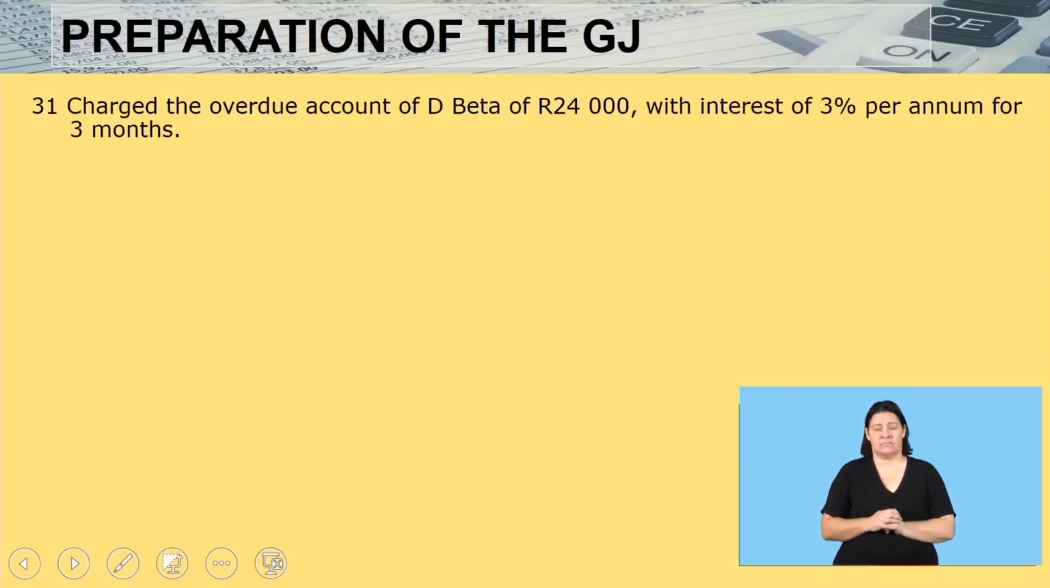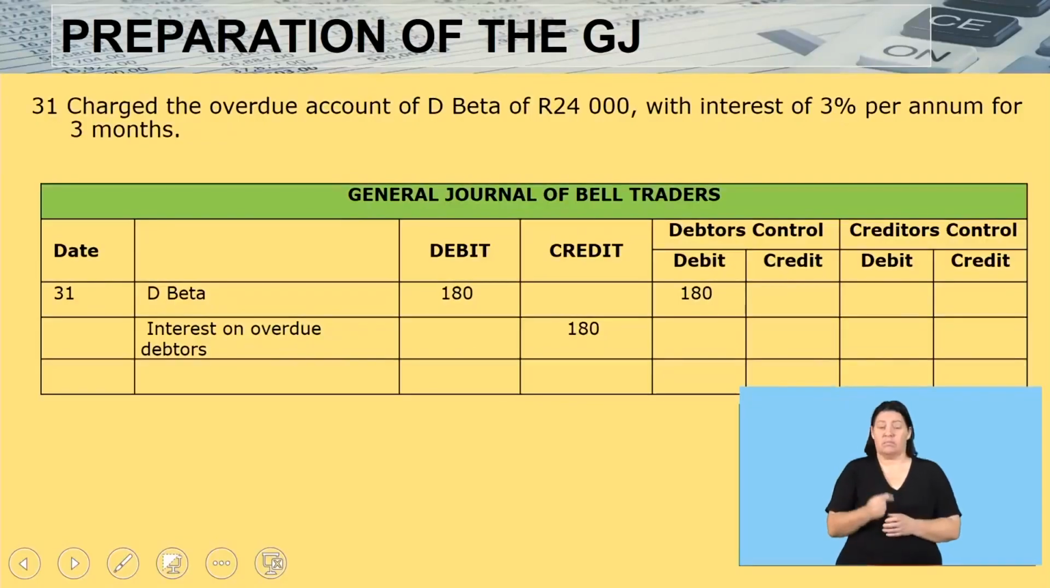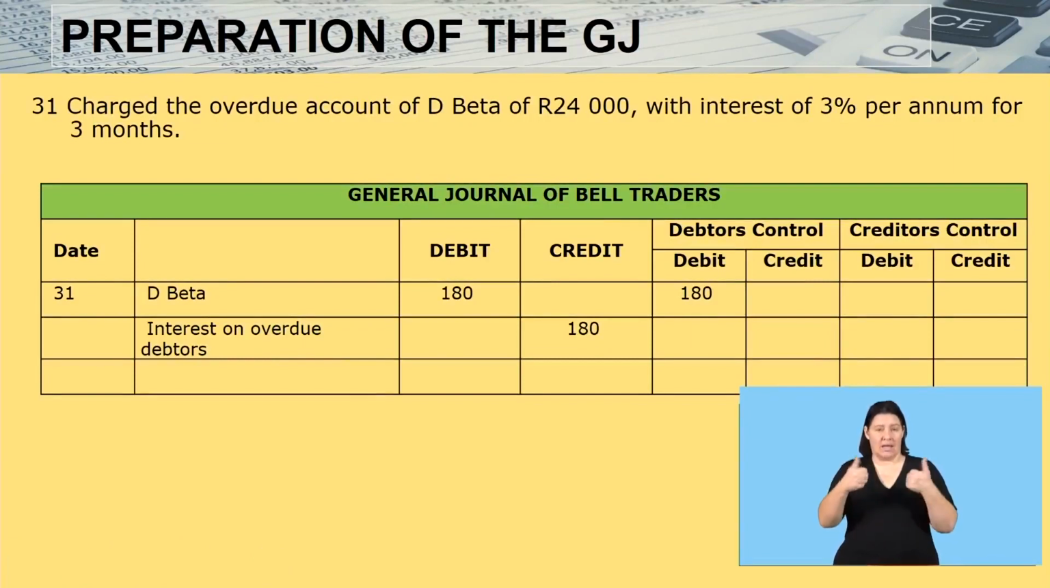It is very important that you get to understand how we prepare the general journal when we have interest that has been charged. Let us see how we can do it. It says, on the 31st, charged the overdue account of D Better of 24,000 with interest of 3% per annum for the 3 months. The first thing you need to do is to calculate the interest. So, how do we do that?